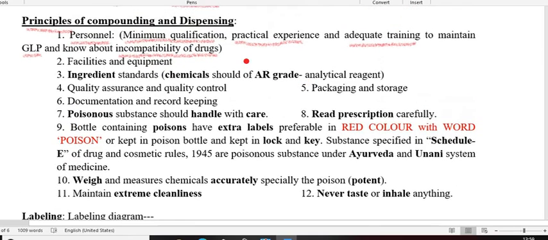Now, the second thing under this is the lab must have adequate facility, adequate equipment, or you can say the minimal facility, minimal equipment that are required in the pharmacy lab. It should be there. We are going to see what are the equipment, what are the facilities that we have to have at least under the minimal requirement of the pharmacy lab.